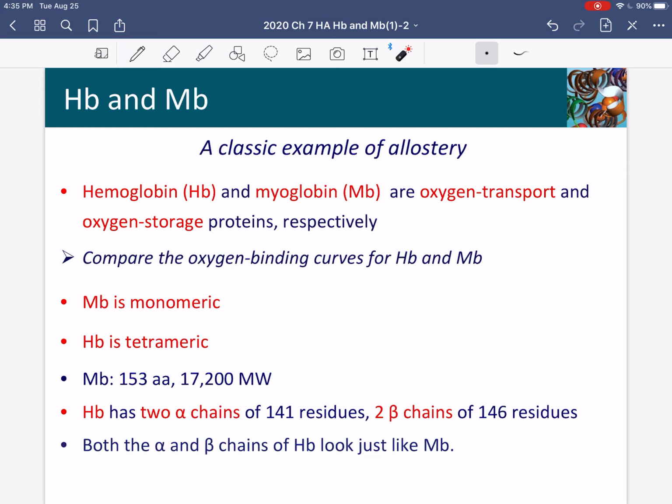these different functions. We already talked about how myoglobin, which is abbreviated capital M, lowercase b, is monomeric, a single polypeptide chain. Hemoglobin is tetrameric. It has 4 polypeptide chains, 2 alpha chains, 2 beta chains. Myoglobin is about 153 amino acids, not a big protein, it has a small molecular weight. And the alpha and beta chains, while different in sequence from each other and from myoglobin, fold just like myoglobin.